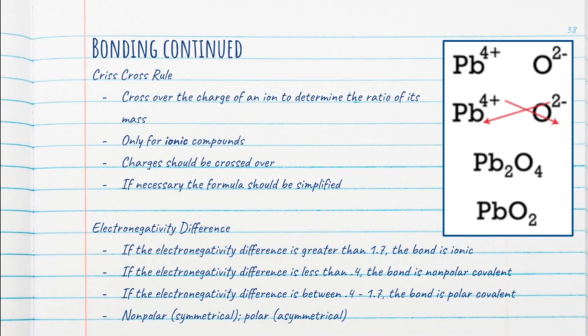Electronegativity difference. If the electronegativity difference is greater than 1.7, the bond is ionic. If the electronegativity difference is less than 0.4, then the bond is nonpolar covalent. But if it's between 0.4 and 1.7, then the bond is polar covalent. When it's nonpolar, the molecule is symmetrical, and when it's polar, it's asymmetrical.